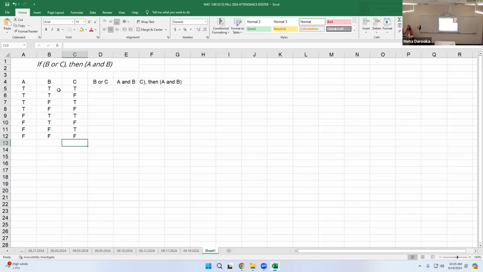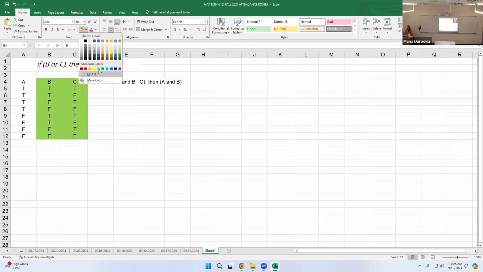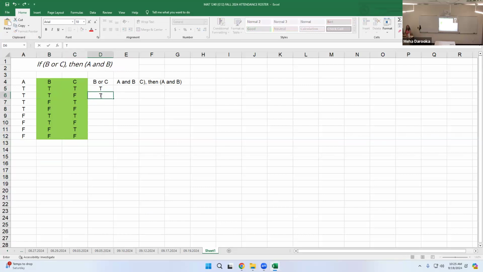So like I said, with B or C, these are the two columns we are looking at. And you know what, let's put them in color, so we know what we're working on. If one of them is true, and you can see in the first row, both of them are true, which means this guy is going to be true. Row two, one of them is true, the other one is false, which of course means this guy will be true. Third row, same thing, one of them is a truth value, so you will have true in here. Row four, both are false, and that's when the OR becomes false, right? So this will be false.